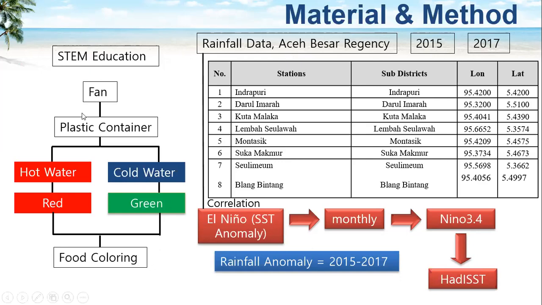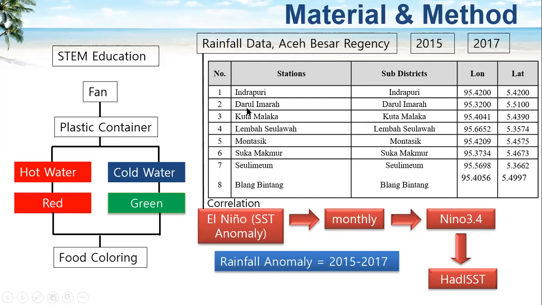So it is very simple to conduct, to mimic the El Nino conditions. We only provide a plastic container, fan, hot water and cold water. We could easily find them. For hot water, of course, we have to boil the water, and cold water, we bring from the fridge, and we use food coloring to distinguish between these two water conditions.